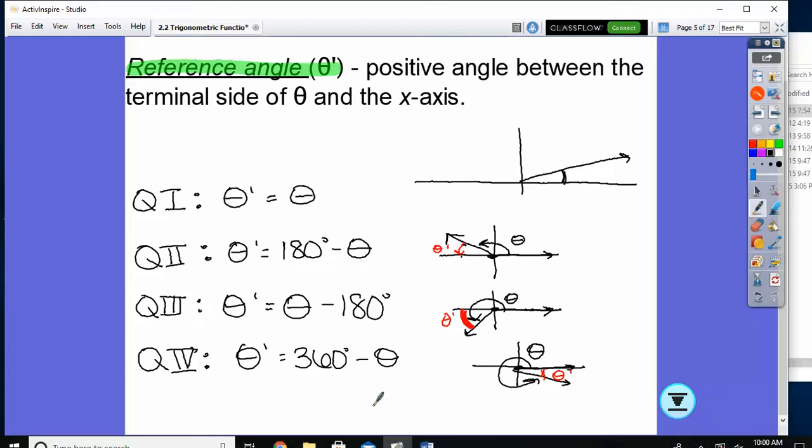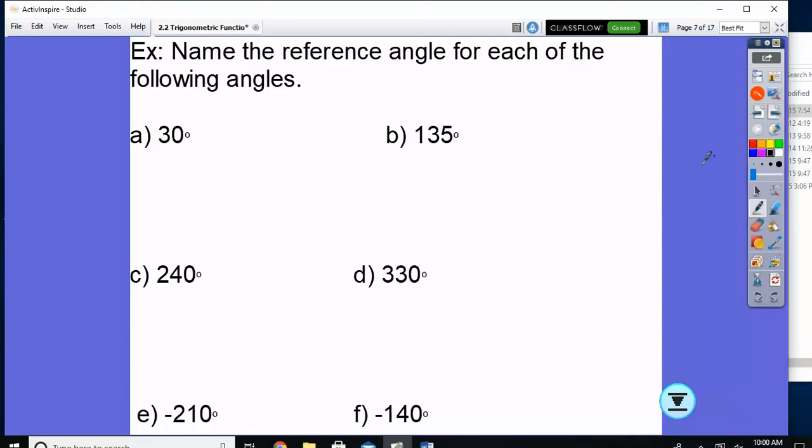Any questions there? So let's practice just finding reference angles to start. If my angle is 30 degrees, 30 is already between 0 and 90, so my reference angle is just 30. If it's already an acute angle, the reference angle doesn't change it.